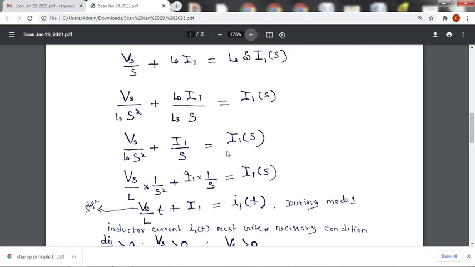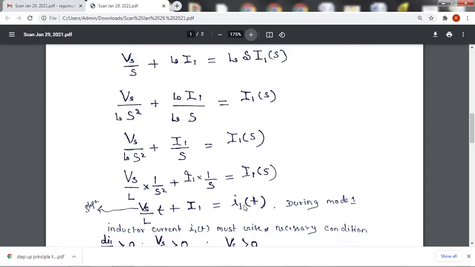So we got an equation for I1 of s. It is in the s domain right now. Vs by L is a constant times 1 by s squared, plus I1 into 1 by s, is equal to I1 of s. We know that if you apply the inverse Laplace transform, 1 by s squared gives t and 1 by s gives 1. So we get Vs by L into t plus I1, which is I1 of t.